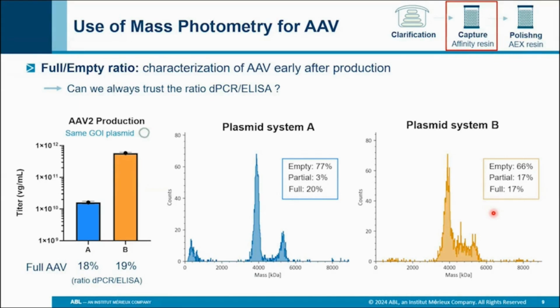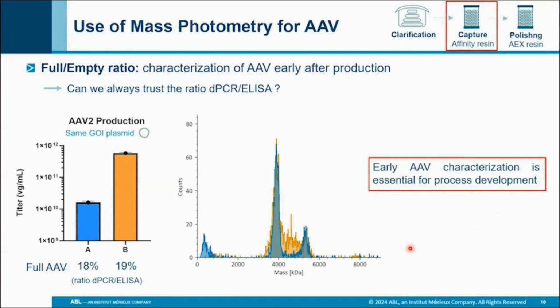And you might see it even better if I combine the two graphs together. Because not only can you see your empty and full peaks, but with plasmid system B, you have a lot of signal between those peaks. And here are your partially filled capsids. And that's one of the beauties of the SAMU-XMP: not only can you see your empty and full peaks, but you can also see the partially filled capsids and the overfilled ones, if there are any. So clearly here, early AAV characterization is essential for process development. Otherwise, well, you are blind if you just believe the PCR and ELISA ratio.